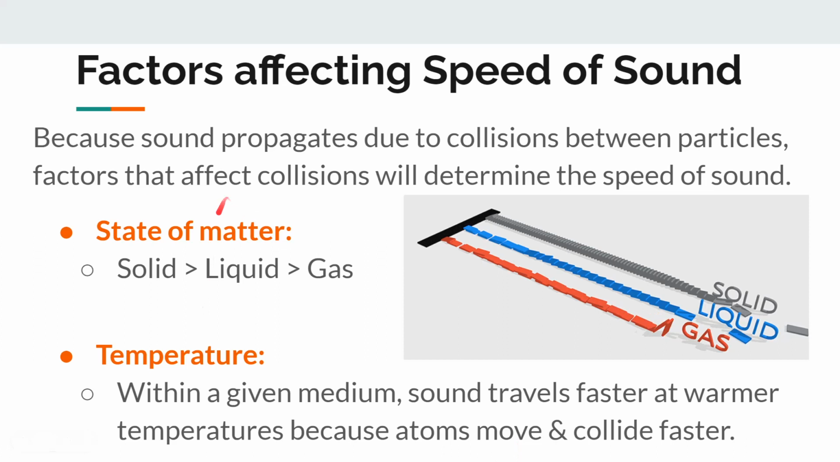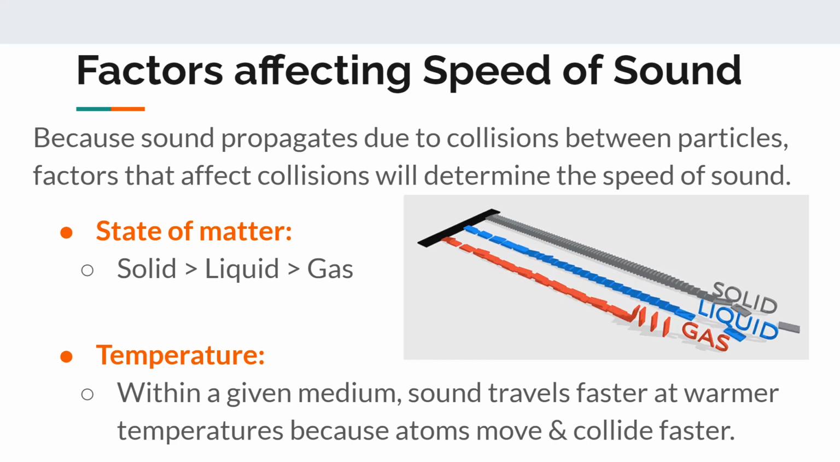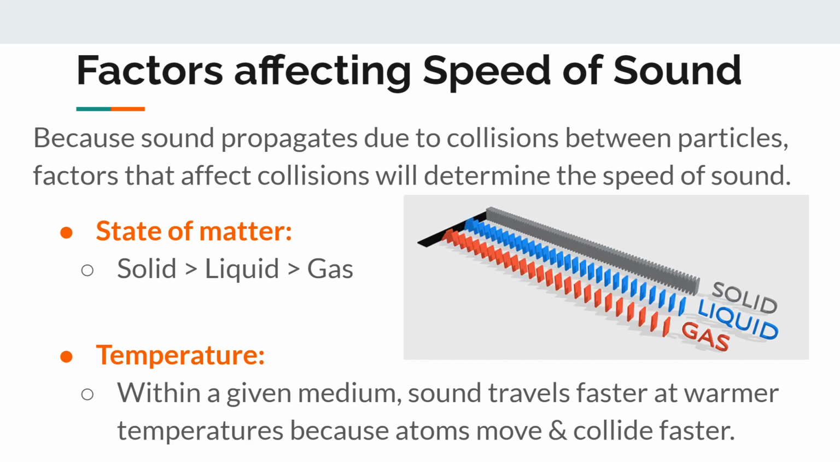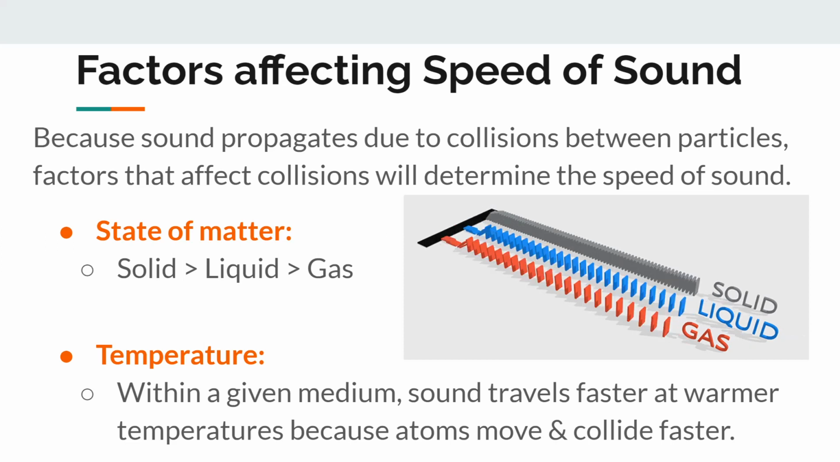The second factor that affects the speed of sound is temperature. Within a given medium, sound travels faster at warmer temperatures, and again, think of collisions. If you have a hotter gas, the particles are moving faster, okay, and therefore they are going to collide faster. And so at higher temperatures, you're going to have faster collisions and thus faster propagation of sound than you would at a colder temperature. Okay, so again, temperature is the second factor that affects speed of sound.